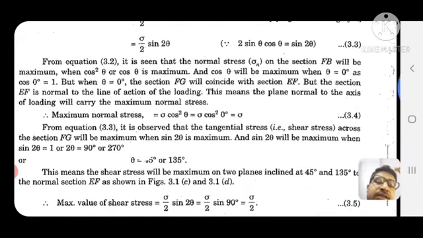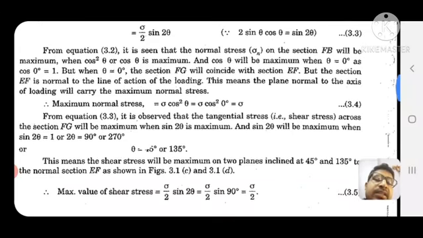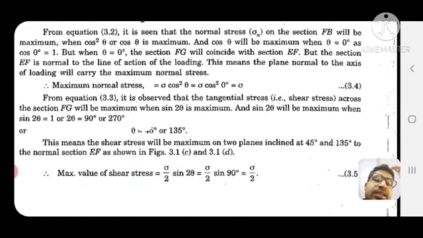But when theta is equal to 0 degree, the section FG will coincide with section EF, but the section EF is normal to the line of action of the loading. This means the plane normal to the axis of loading will carry the maximum normal stress. Maximum normal stress is equal to sigma cos square theta, that is equal to sigma cos square 0 degree, that is equal to sigma.